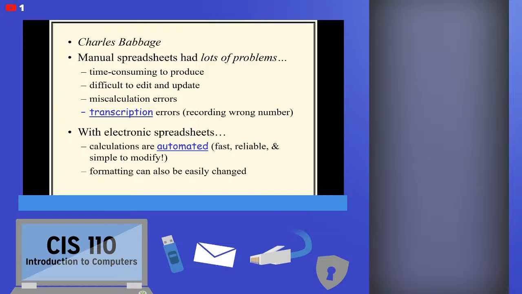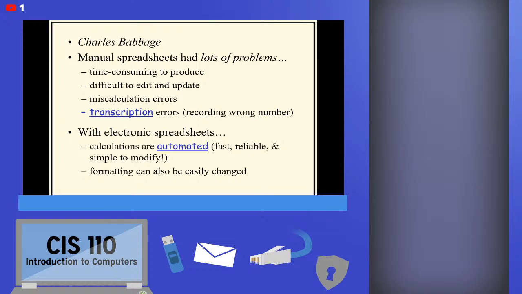And to kind of summarize everything, those manual spreadsheets, those paper spreadsheets had a ton of problems. They were time consuming to produce. You either had to write everything down by hand or put them in a typewriter and manually go through and type in every little cell. And if you messed up, you had to start over.